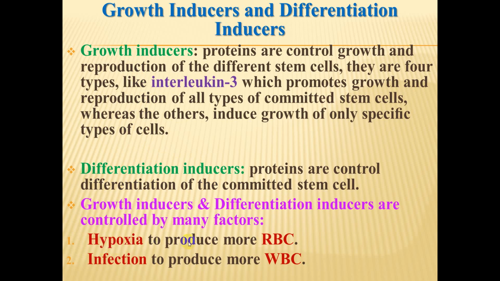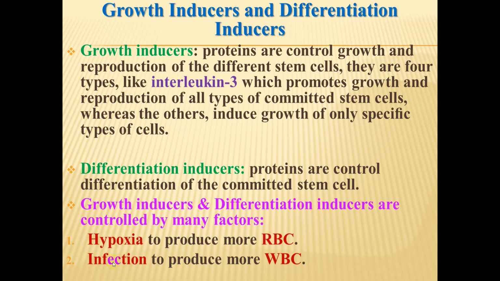Hypoxia controls production of red blood cells and differentiation. And infection controls the production and differentiation of white blood cells. When there is hypoxia and a need for production of more and more red blood cells, genesis will begin from stem cells to the colony forming unit of erythrocyte, to produce more and more red blood cells.